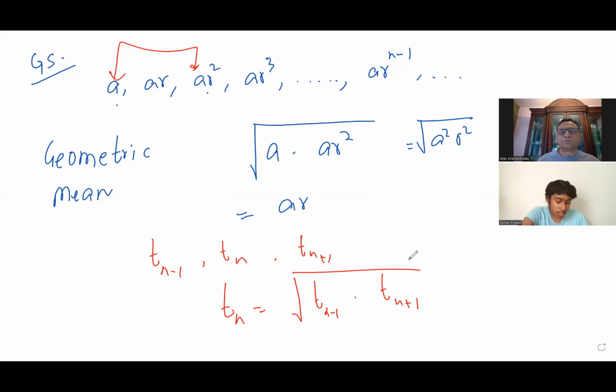So basically, instead of dividing, we're doing multiplication and square root, right, sir? Yes. So it's a very important concept, and many times we use the term geometric mean. Find the geometric mean when we give you the terms, let's say 6 and 8. The geometric mean will be T7 in between.